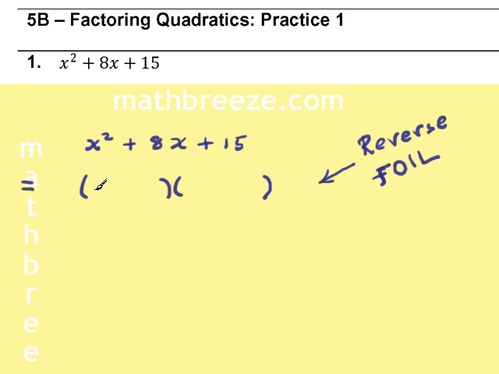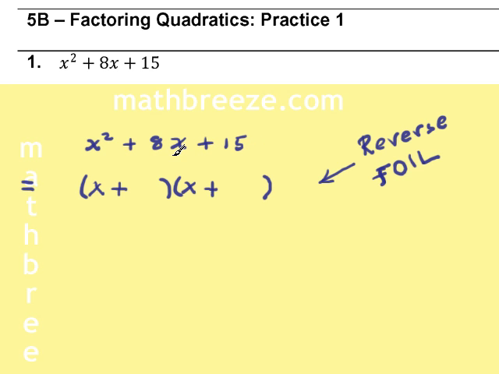And we know that first times first is first, so the only way to break up x squared would be x times x. We'll fill that in right away. Everything here is positive, so I'm going to fill in 2 plus signs. And we know that last times last is last, so we can fill in with two numbers that multiply to 15, two factors of 15. So let's say 5 times 3 or 15 times 1.